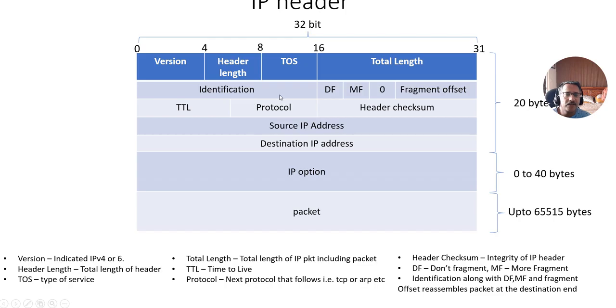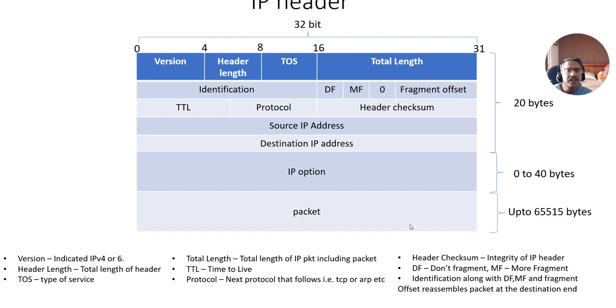Now, what is this identification field? As I told you, when you are sending a big painting in a truck, which cannot be moved as is, or which needs to be fragmented, the identification will identify the packets. So identification, along with the help of DF, don't fragment, more fragment and fragment offset, will reassemble the packet at the destination end. So this is all about the IP packet.